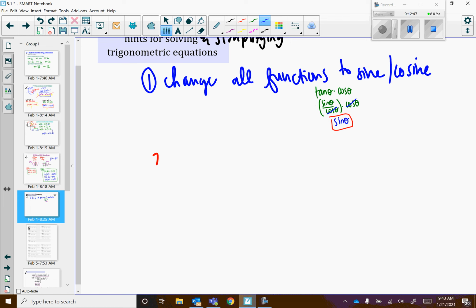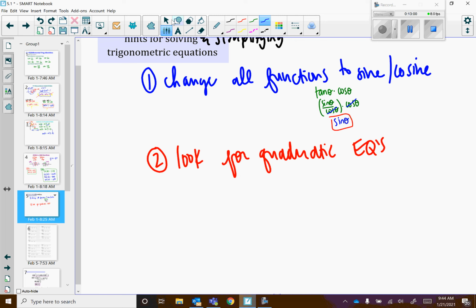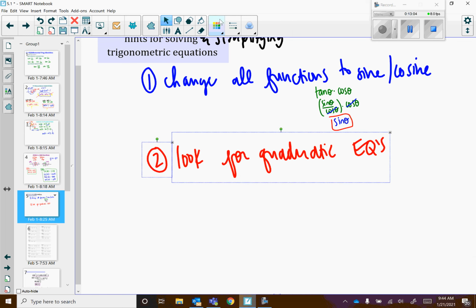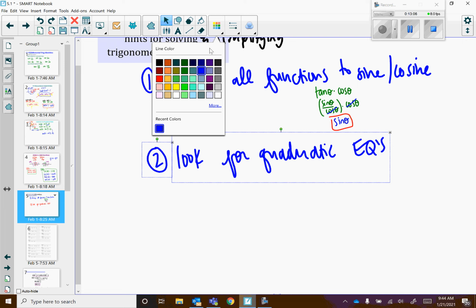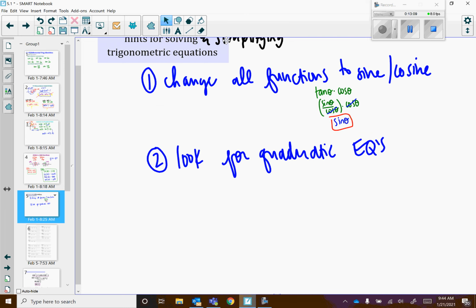Next tip is to look for quadratic equations. What the heck do I mean by that? Well, sometimes they are going to hide a quadratic using trig functions. And how might that look?